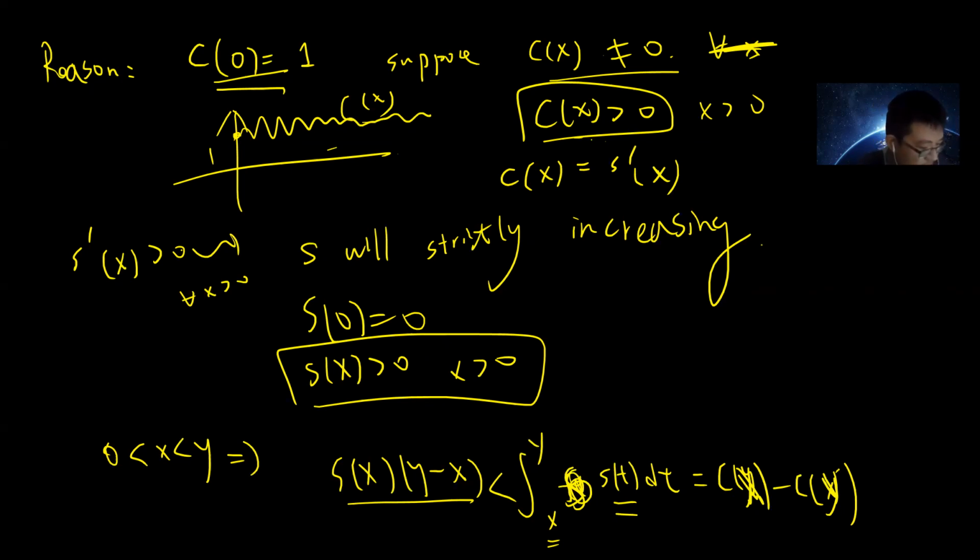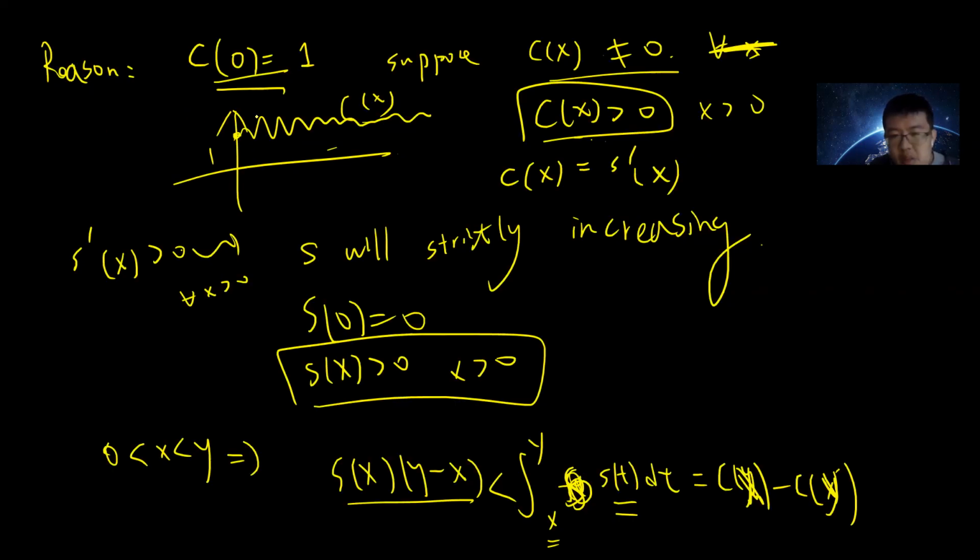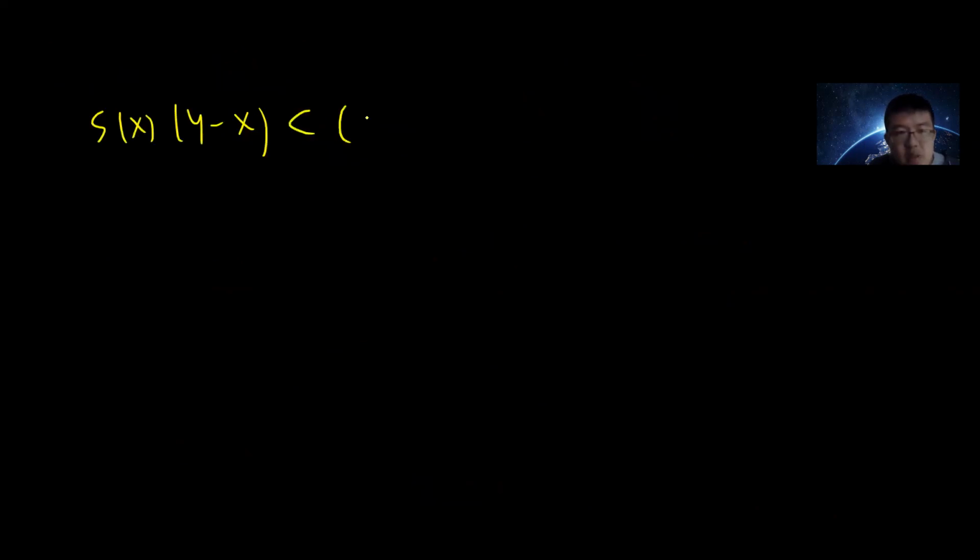Okay, but what is the problem? Let's see what we arrive at. So we arrive at s of x times (y minus x) is less than c of x minus c of y, for x greater than 0 and less than y.